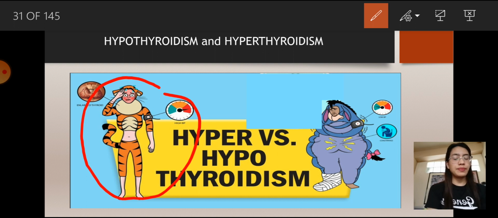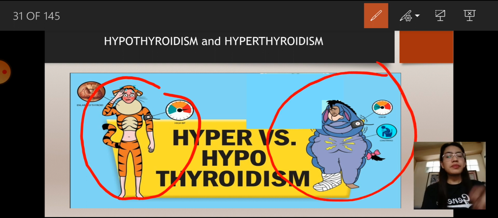Okay. Sa hypothyroidism naman, bagsak ang kanilang metabolism, bagsak ang kanilang T3 and T4, mababa. So, kahit na konti lang yung kinakain nila, they gain weight pa rin. Nagkakaroon ng accumulation ng fat sa kanilang mga tissue, known as myxedema. And GI symptom naman, mababa ang peristalsis.